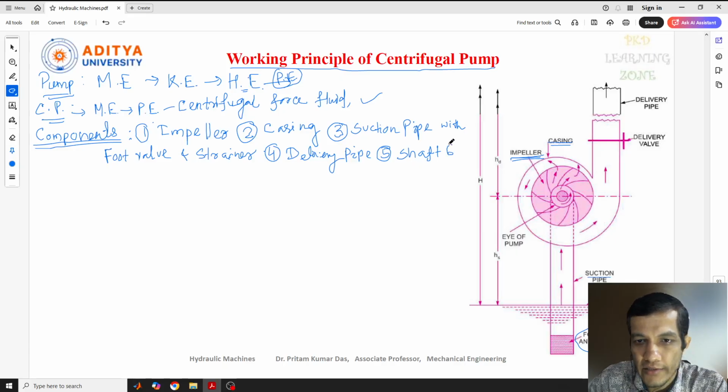So here I'll write. Another is the bearing, which will be connected to the shaft. Along with that, a seal will also be there. So many equipments are there, like these other things we'll discuss here.